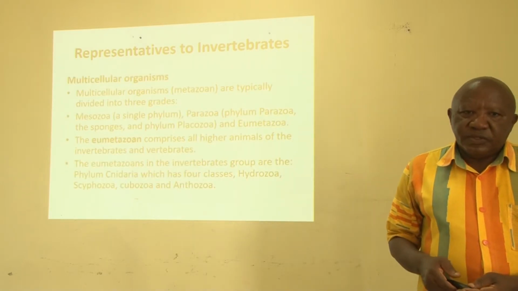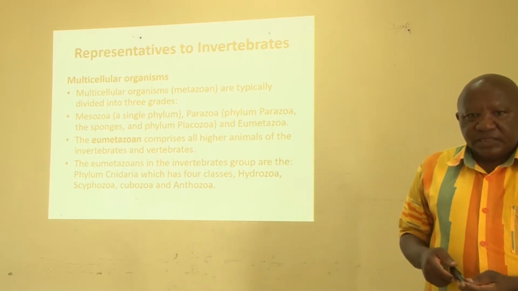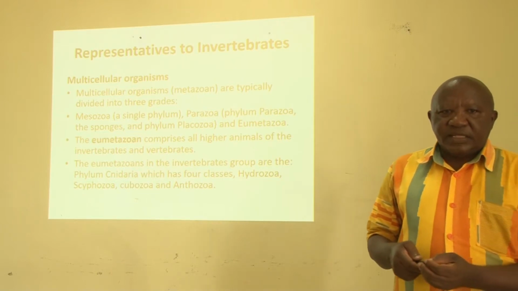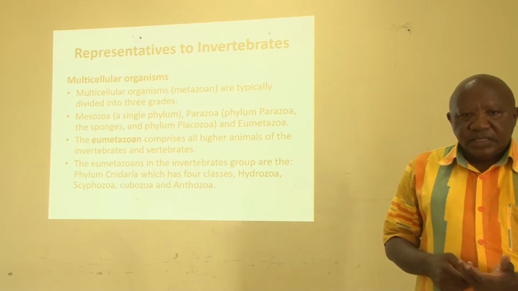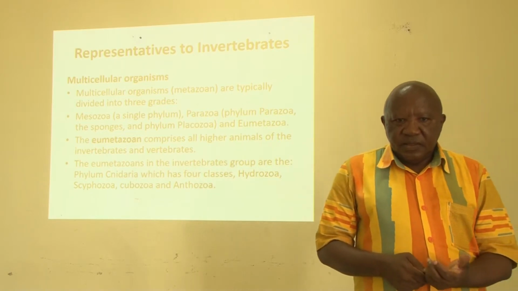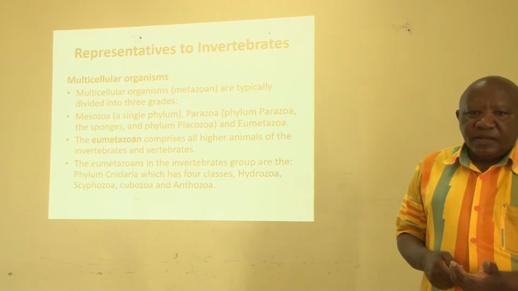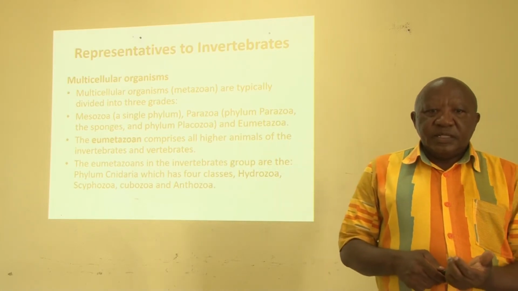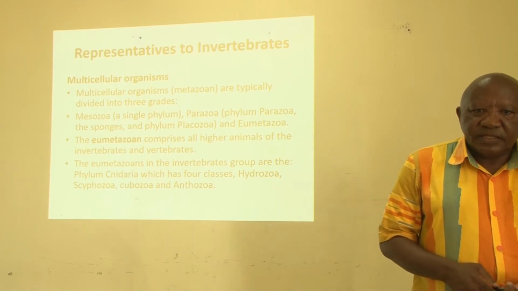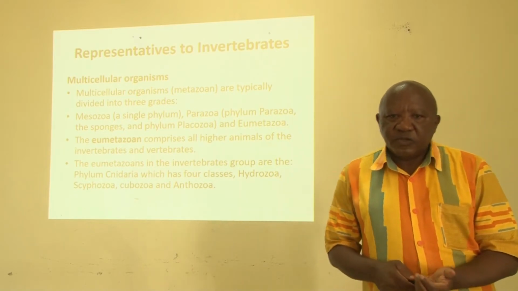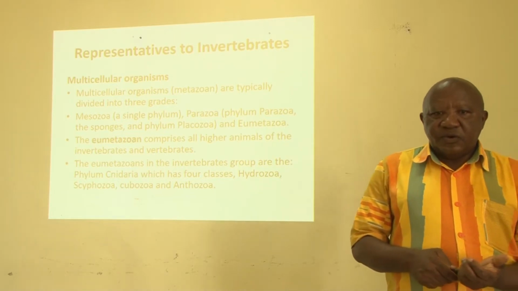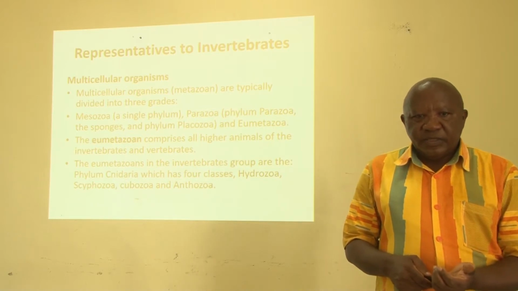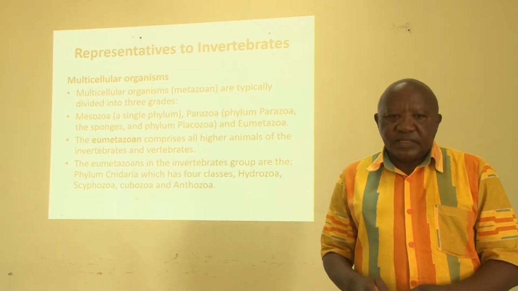Again, we are going to learn about the multicellular organisms. Multicellular organisms, all known as the metazoans, are typically divided into 3 grades: the mesozoa, which constitute a single phylum; the parazoa, which includes the sponges and phylum Placozoa; and Eumetazoa. The Eumetazoa comprise all higher animals, or the invertebrates and vertebrates.